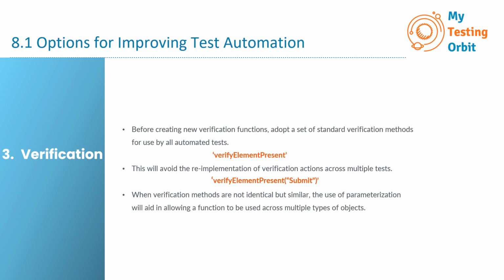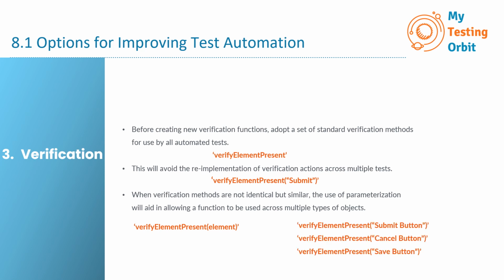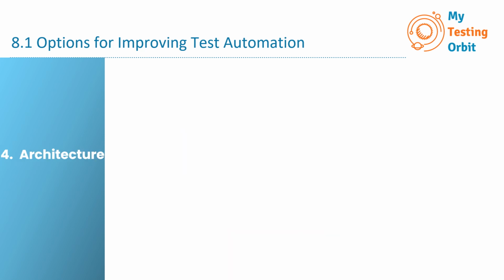Let's say that we have different types of buttons in our application. Let's say we have a submit button, cancel button, save button. Rather than creating separate verification methods for each button type, we will parameterize the verify element present method. This can handle verification by simply passing the element name as a parameter for all the different button types like submit, cancel, and save button. So this will promote code reuse in your automated tests. I hope this one is clear.